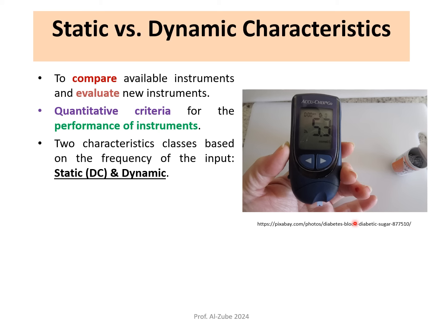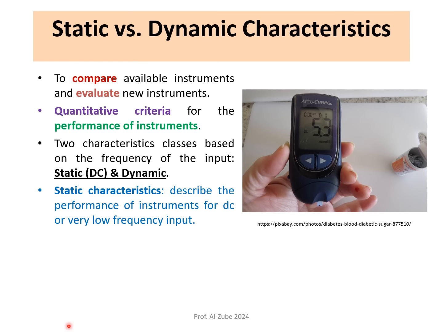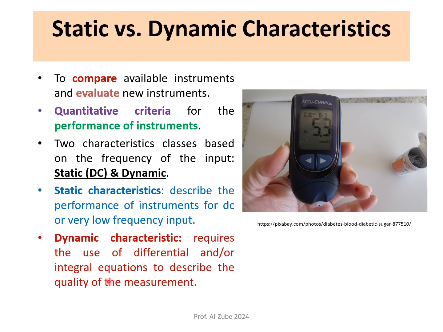If you're looking at something that is static, that is flat or does not change with time, for example human body temperature, that's static. We look at the static characteristics of the device that measures the temperature. Static characteristics describe the performance of instruments for a DC or a very low frequency input, like the body temperature. Dynamic characteristics require the use of differential and/or integral equations to describe the quality of the measurements, because the frequency continuously changes.